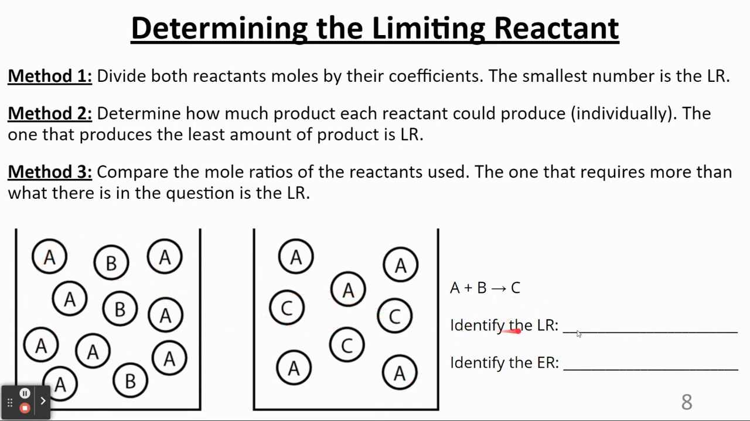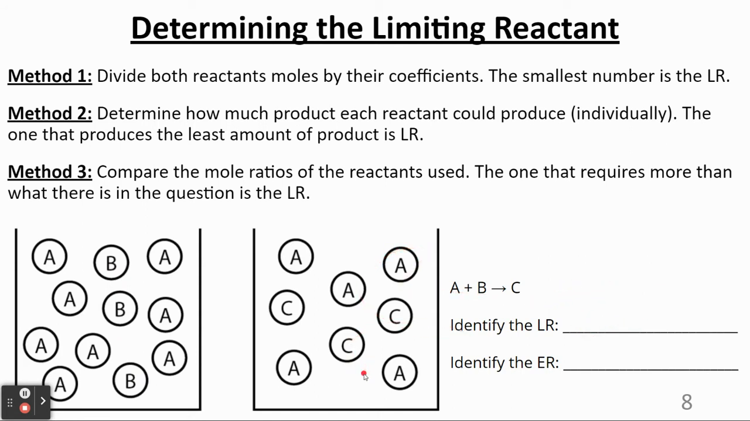You'll notice that you have a bunch of leftover A's. And so because you have leftover A's, chances are that's your excess reactant. So they remained unreacted because you ran out of B. You ran out of B. The B was all used up. And so because the B was all used up, the reaction had to stop. And so that's why you have your leftover A's. So the B is all used up. That makes the B the limiting reactant.